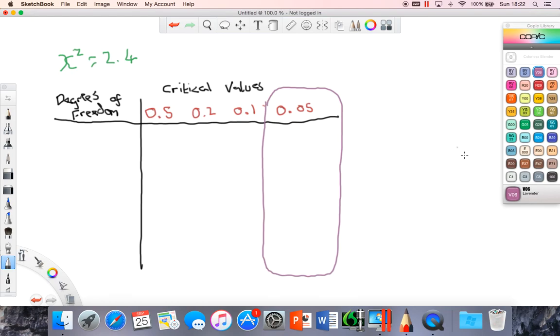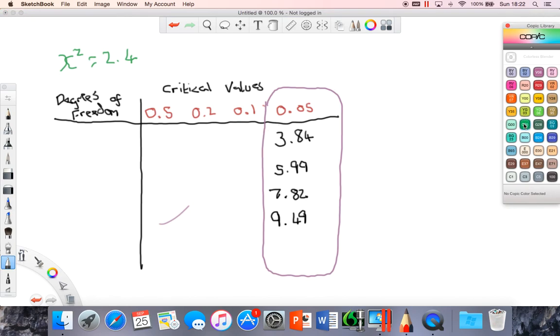Okay? Now in any exam, you'll always be given this table. You'll always be given a table of critical values. You don't need to know this off by heart. And the 0.05 column will have the following numbers. It'll have 3.84, 5.99, 7.82, 9.49, and it'll keep going. Okay? However, we don't need to write all those out because you'll see in a minute what we actually want them for.